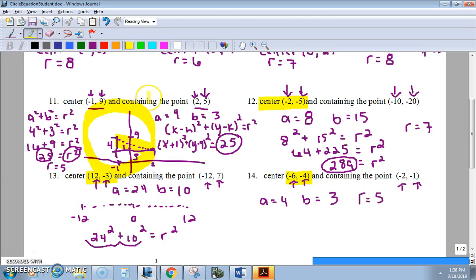Okay, do not forget to write the equations for these. The answer for these, I'll highlight in blue. You have to write the equation. Okay?